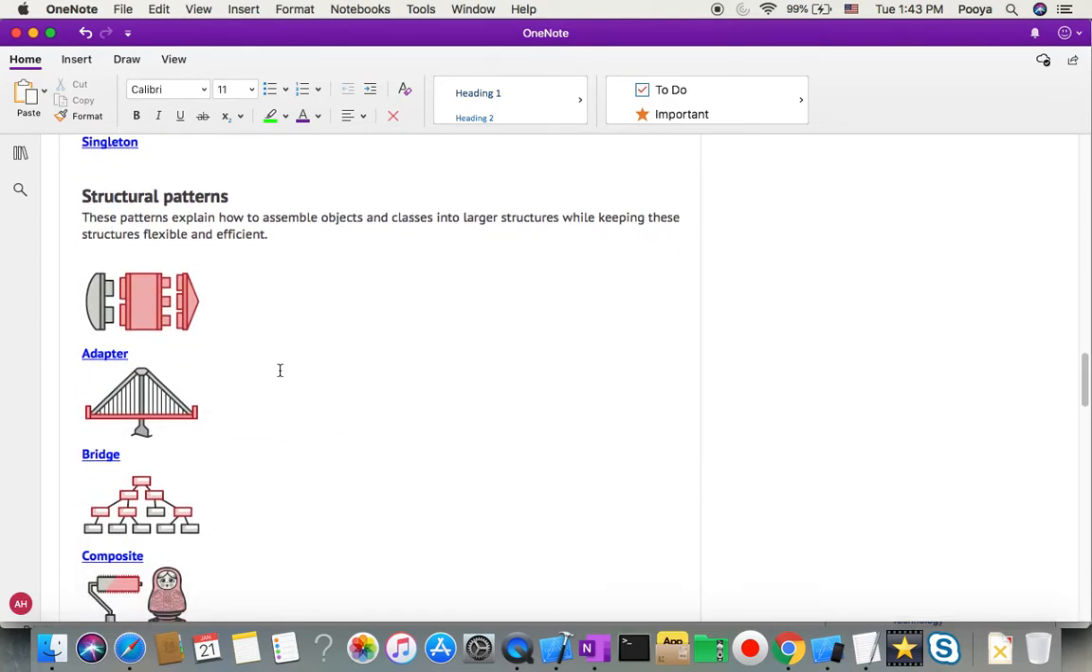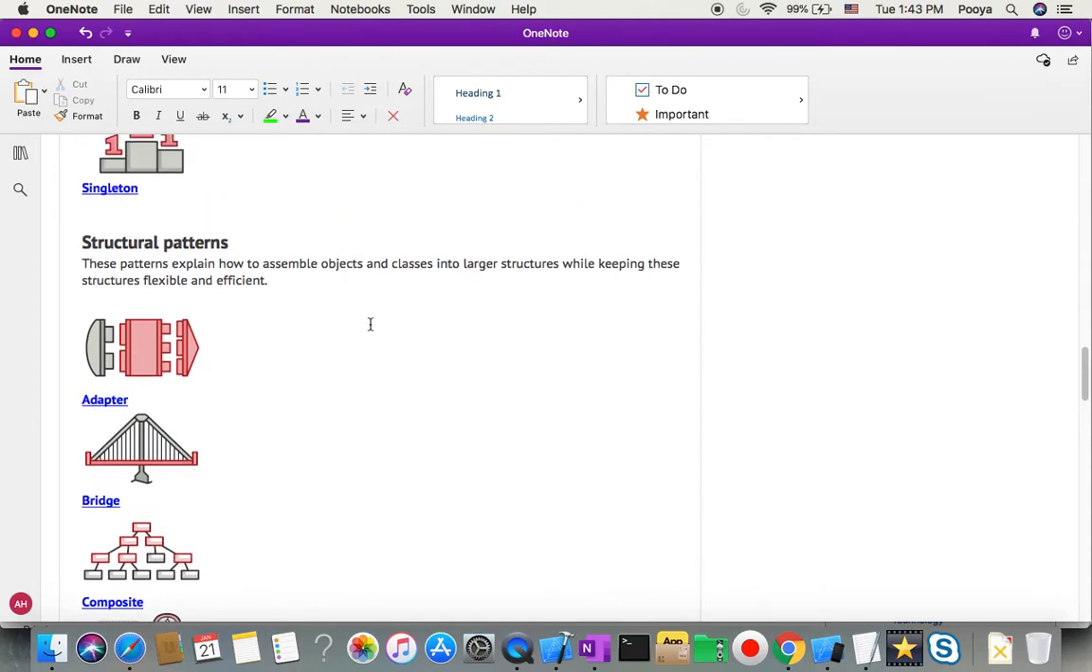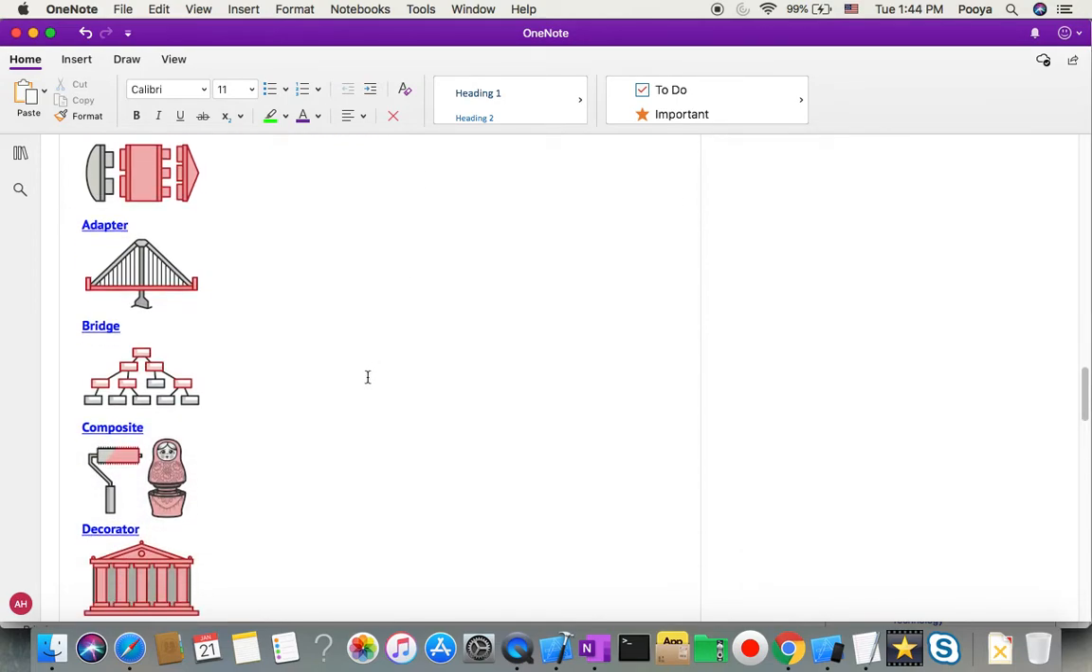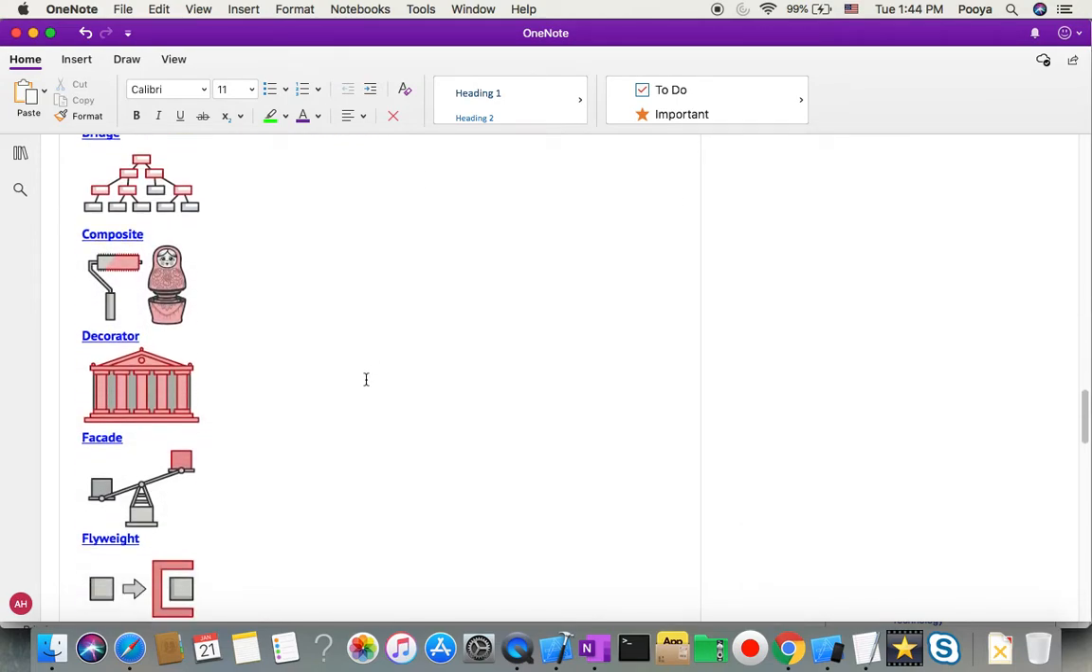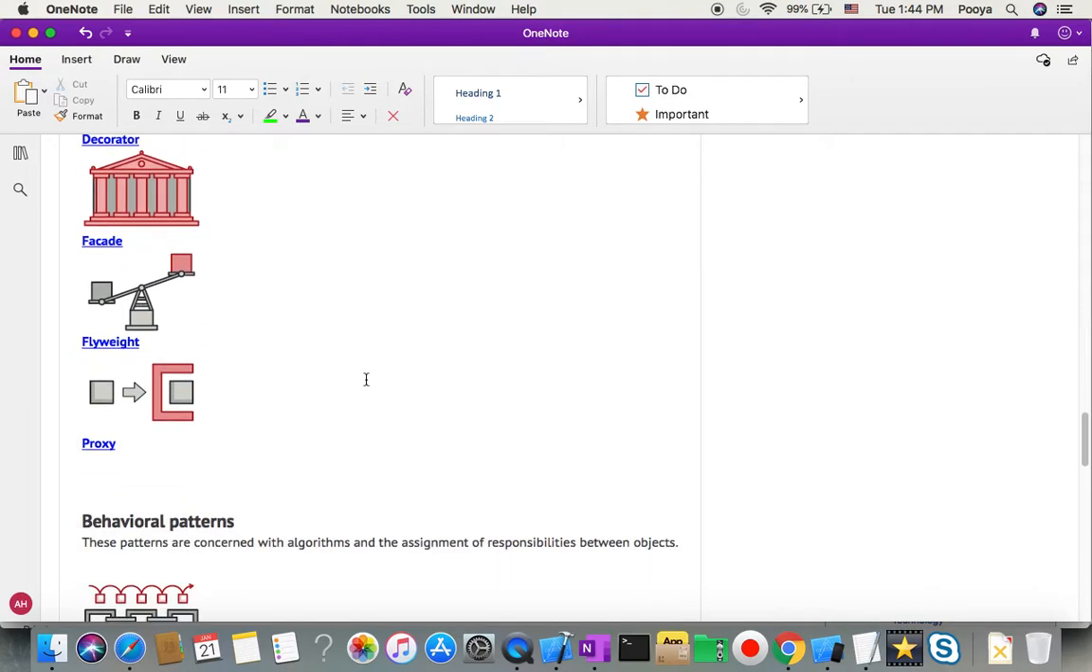Structural patterns. These patterns explain how to assemble objects and classes into larger structures while keeping these structures flexible and efficient. So they help you to compose objects, or put objects together and make a bigger object. Adapter, bridge, composite, decorator, facade, flyweight, proxy.